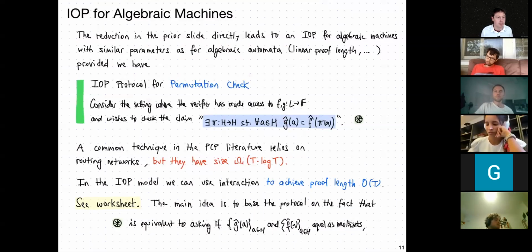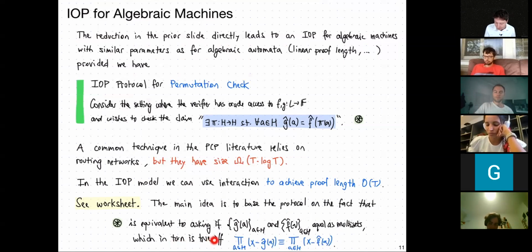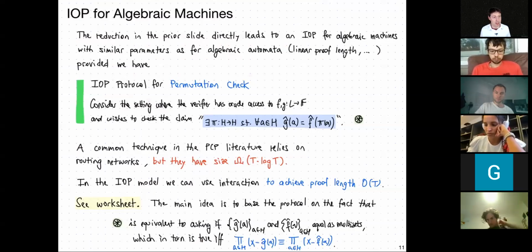And on its own, that is the same as saying that they are the same roots of the same univariate polynomial. Okay, and this observation will let you, in the worksheet, design a cute subroutine for implementing this via permutation check.